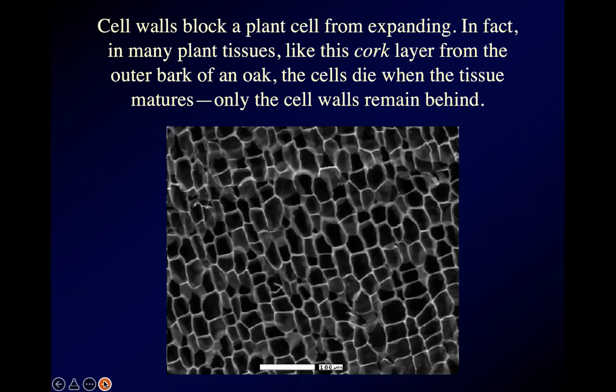It surrounds the outside of the tree, and when it's mature, the cells actually die, and they leave behind these empty cell walls. This is why cork floats. It's so full of these empty spaces that in dried cork just fill up with air. This is why cork floats.